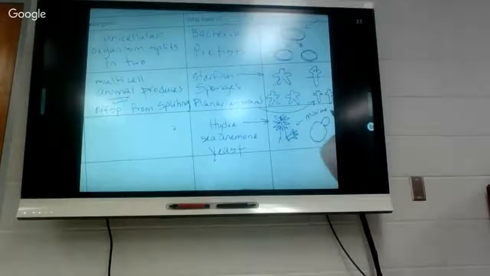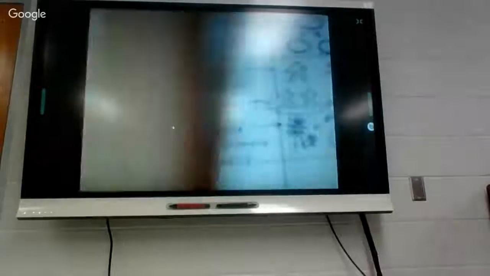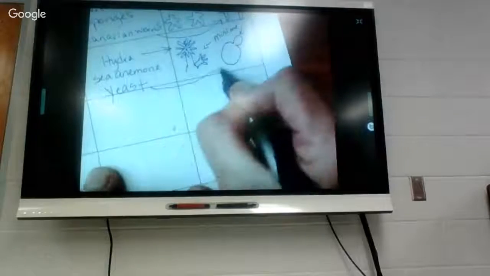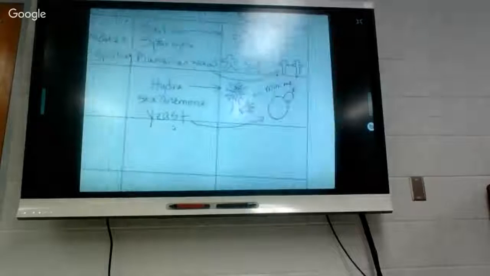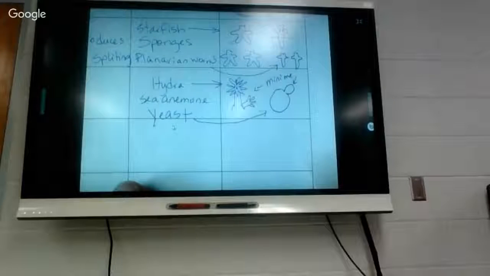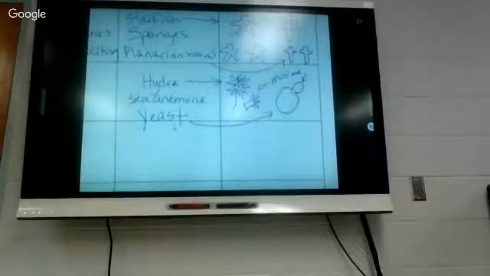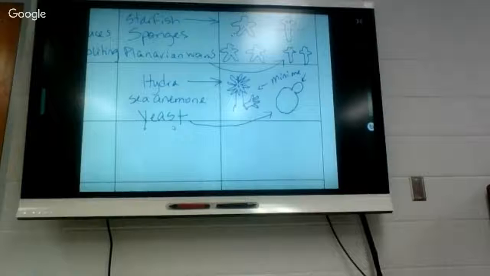So this is like a mini me. And that's a yeast right there. Would it be asexual? How many parents do you start off with? One. So all of these are asexual. All right, so for our description, we've got baby grows off the side of parent.